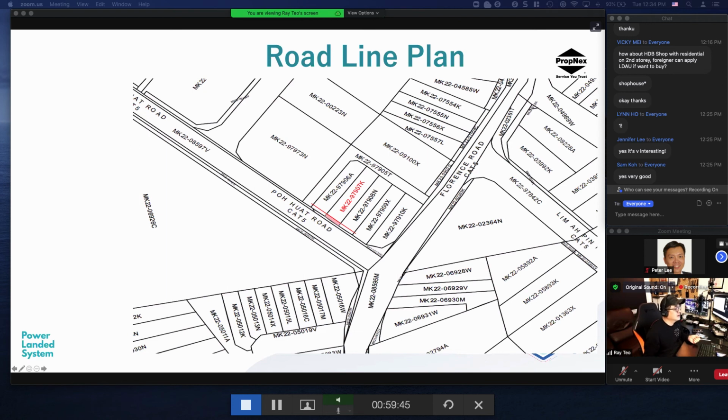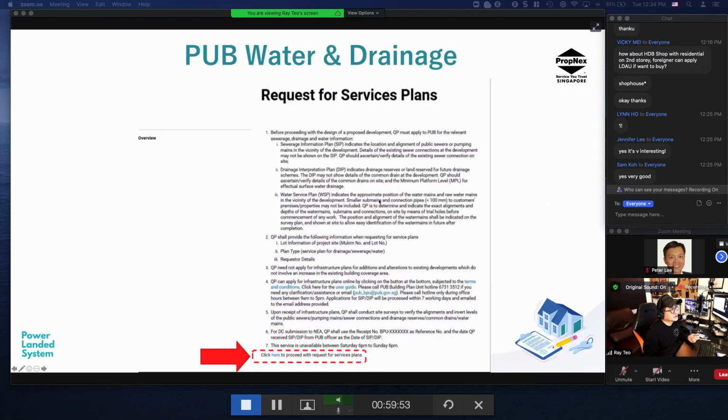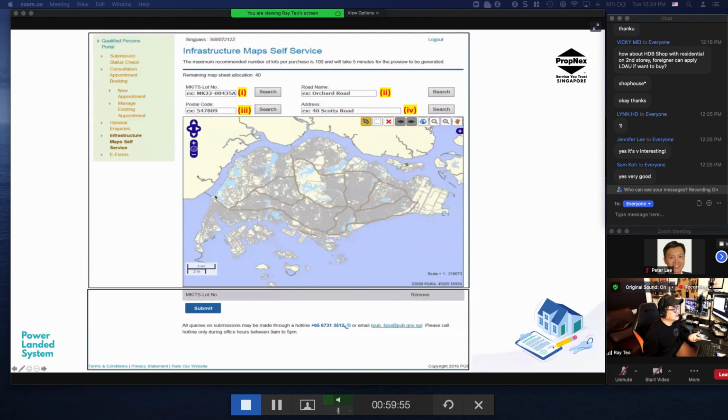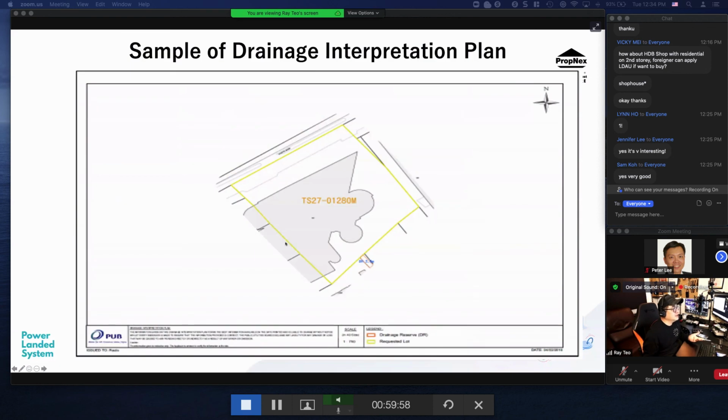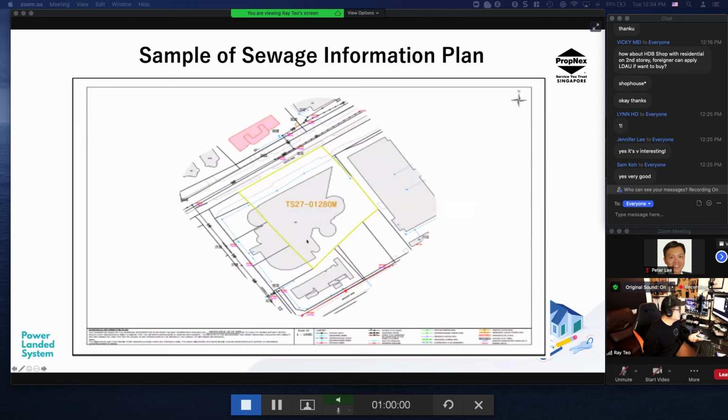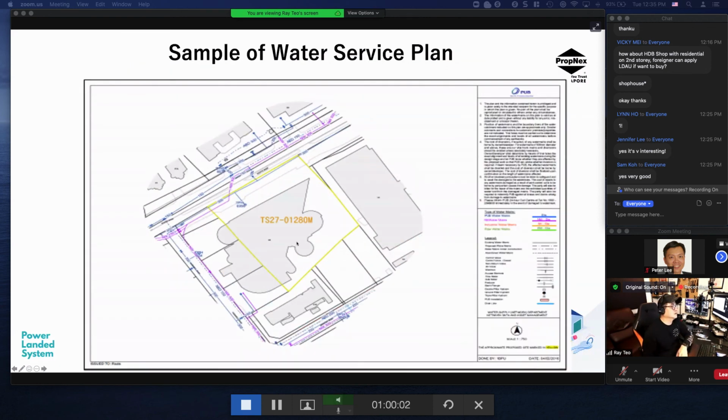But now, factors like this, if you don't disclose, will be an issue. So the road line plan needs to be bought. This is the request for plans, which I shared already. Drainage interpretation plan, sewage interpretation plan, not important.